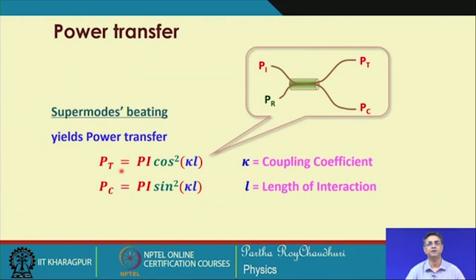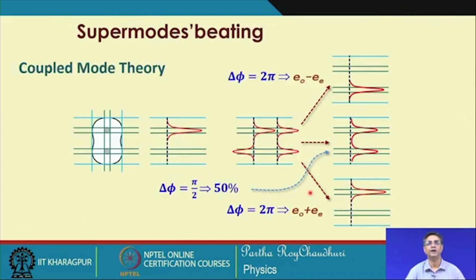So, this is P_t equal to P_I cosine square kappa L, and P_c is sine square kappa L. So this is sine square, cosine square variation of the power, which we have seen in the super mode beating structure in the coupled mode theory earlier.